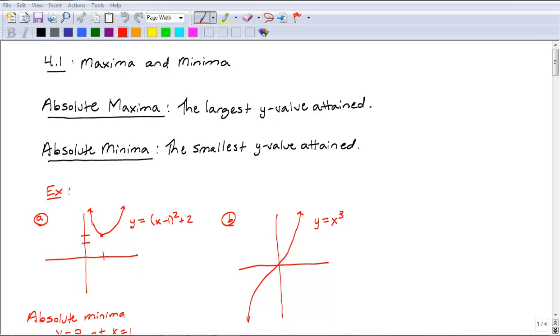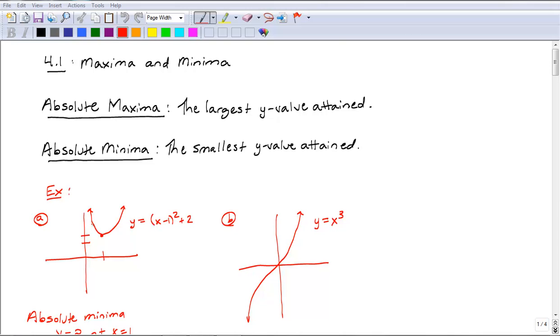4.1 has to do with things called maxima and minima of graphs. So when we're talking about 4.1, we're looking at different ways that we can figure out the largest y value attained, that's the absolute maxima, and the smallest y value attained, that's the absolute minima. To find these, we can use some techniques from calculus to help figure out where these are.